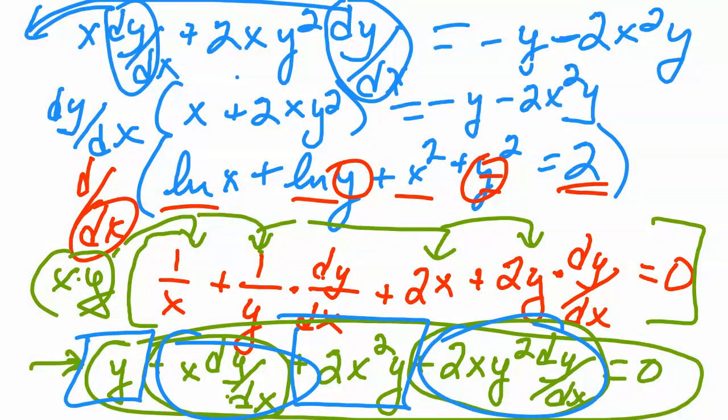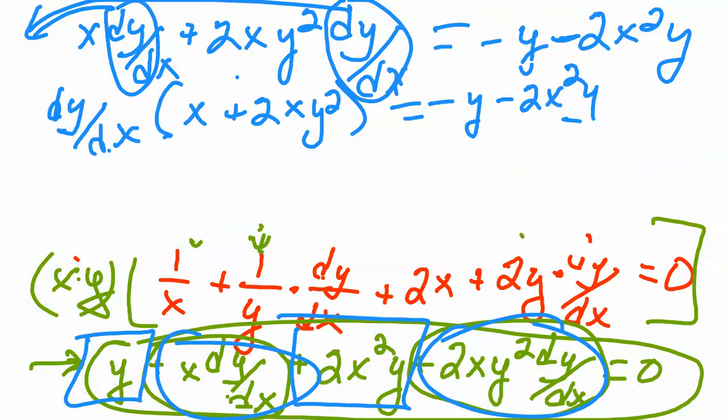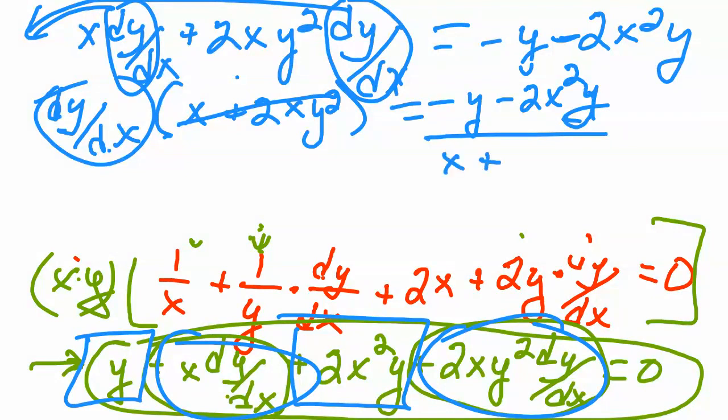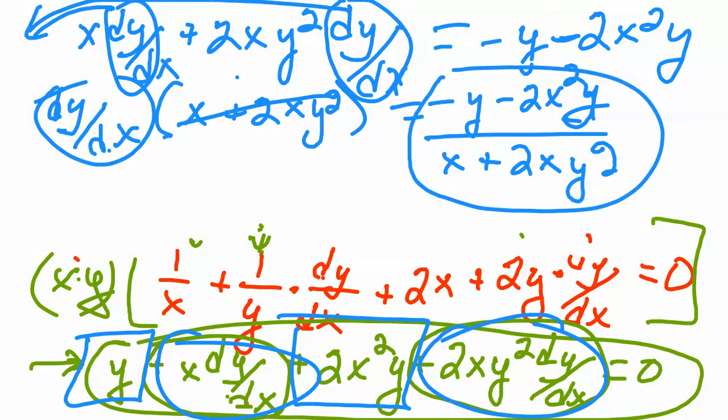And then it looks like I'm going to need some more erasing to give myself some more room. And so what I can do to both sides then is divide by the terms that are attached by multiplication to the dy dx. So if I do that, let's go back to my drawing here. Really what I want to do is divide both sides by this. So that was minus y minus 2x squared y on top, and then I'm dividing by x plus 2xy squared. So really this is my answer here. Sorry, that's supposed to be a y squared.